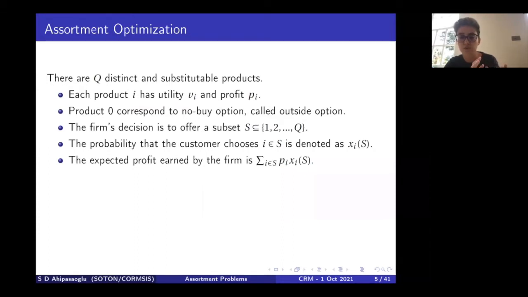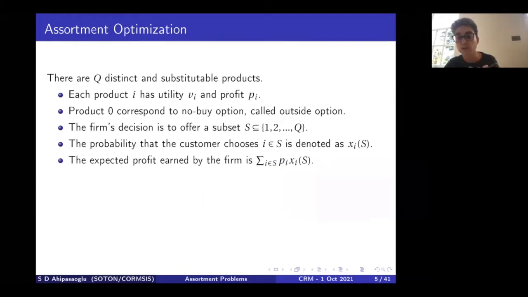So this corresponds to the case that a customer comes into the store or the online platform. They look at the available assortment, and if they don't buy but leave the system, we're going to assume that they're buying product zero, and we're going to mostly capture the competitor's share by this product, and it's going to have its own utility and its own attributes as well.